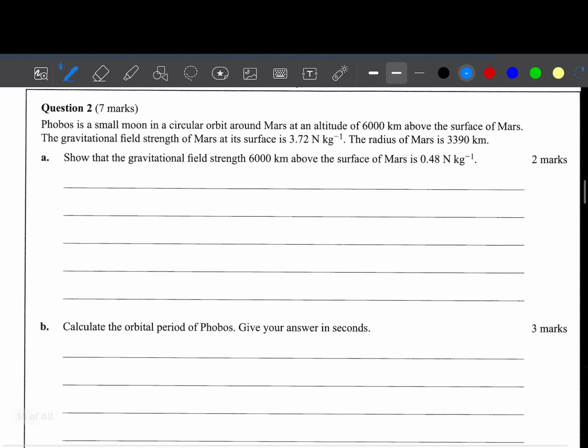Moving on, Phobos is a small moon in a circular orbit around Mars at an altitude of 6,000 kilometers above the surface of Mars. The gravitational field strength of Mars at its surface is this. The radius of Mars is that. Show that the gravitational field strength 6,000 kilometers above is going to be that.